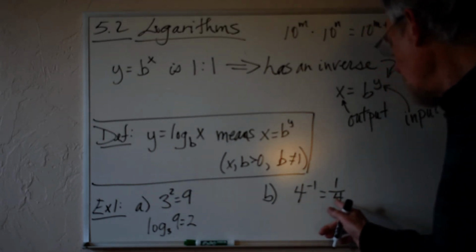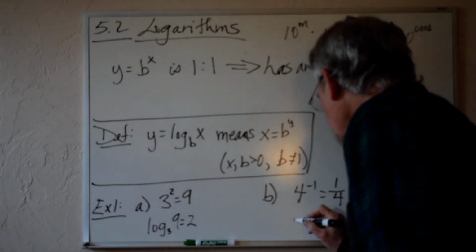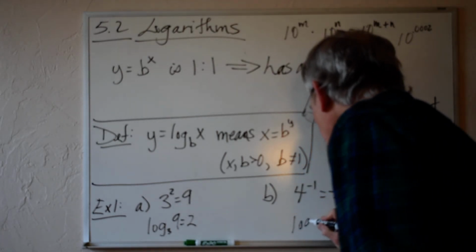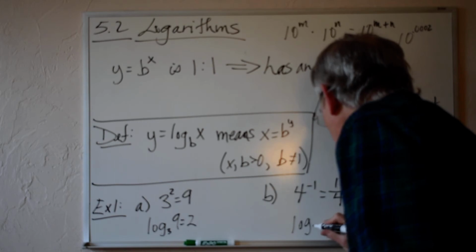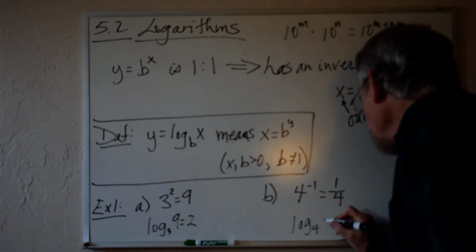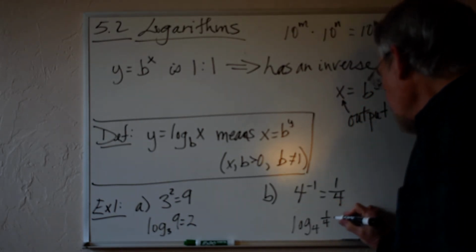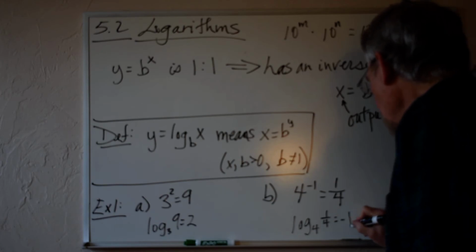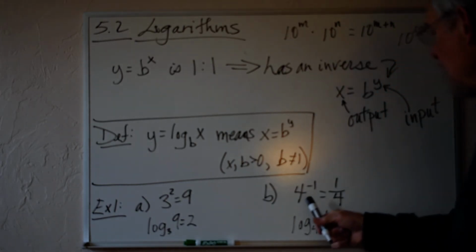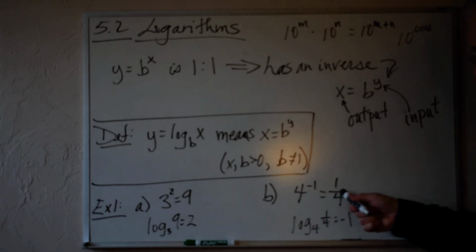So this one here, we know this is true. This says that the log base 4, there's our base, of the number 1/4 is equal to -1. It just says that if you take 4 to the power of negative 1, you get 1/4. And that's what that says.